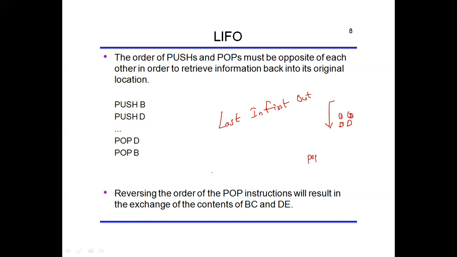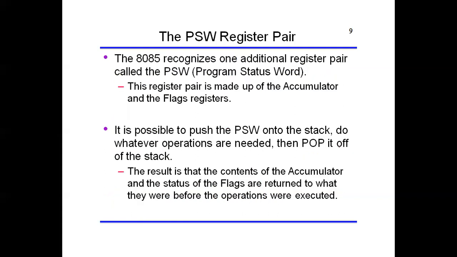So when we are going to popping, first D is going to be popped and then B is going to be popped. So this is the order we have to follow. If you exchange that order, you will have the exchange of contents of BC and DE pairs. So that's the reason you have to keep in mind that when you are pushing, the order should be reversed when we are going to pop. So that is the condition of last in first out.